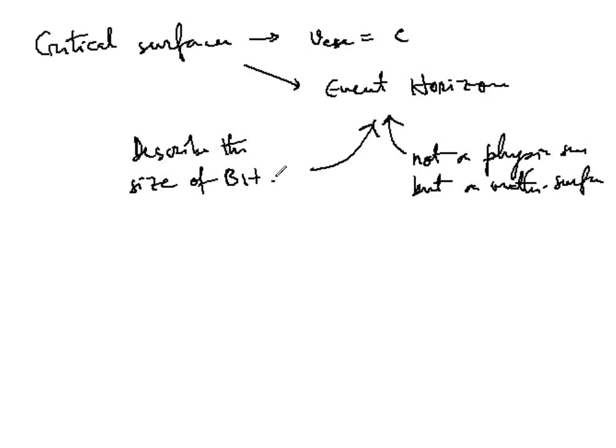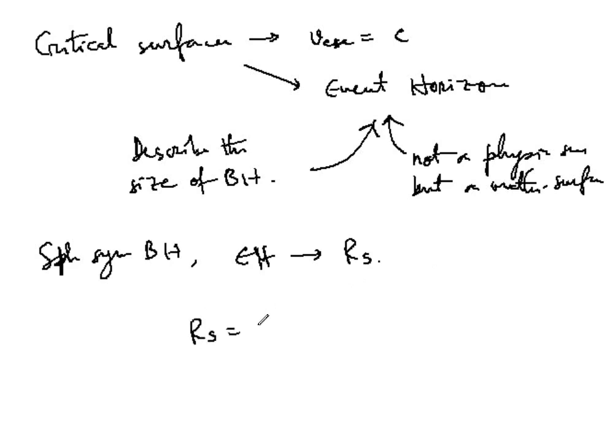Right, now for a spherically symmetric black hole, this event horizon is described by the Schwarzschild radius, and we just saw that the value of the Schwarzschild radius is how much? 2GM by c square, upon putting this from this, right? Now you see, a detailed solution of the vacuum equations of general relativity also yields this precise same result.